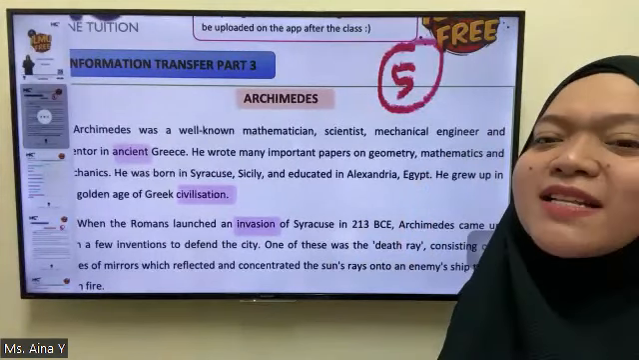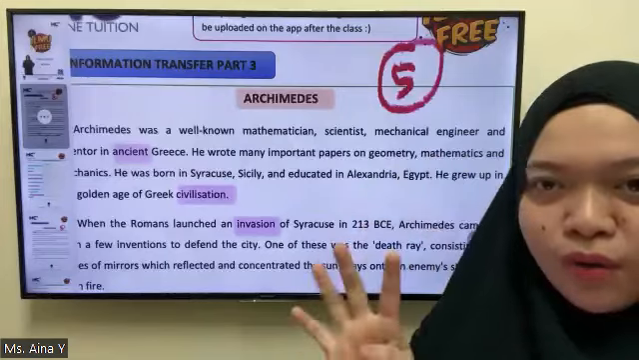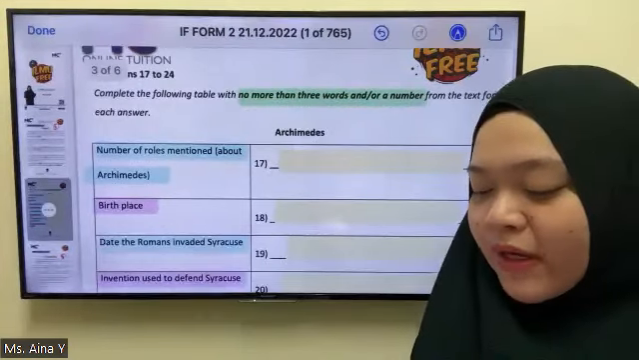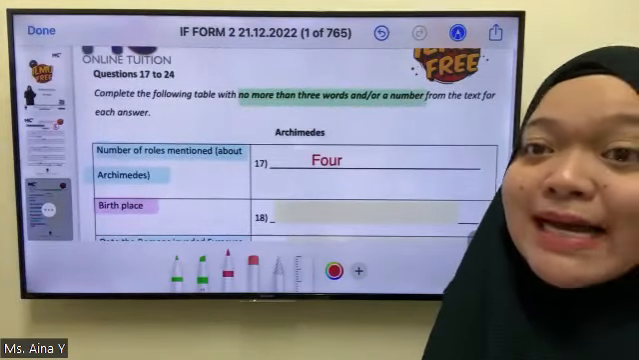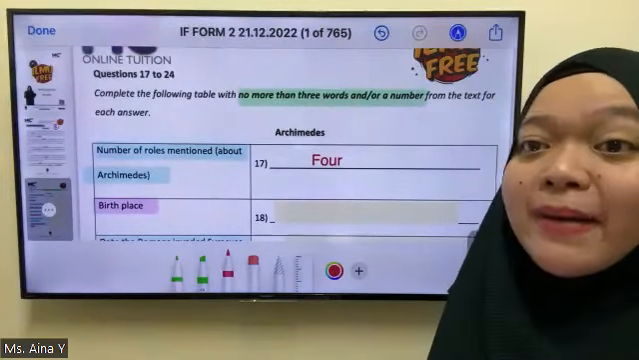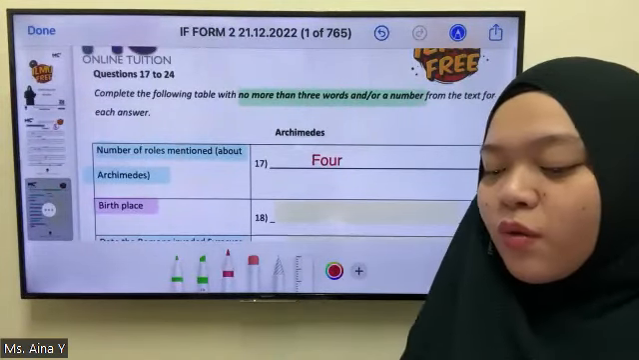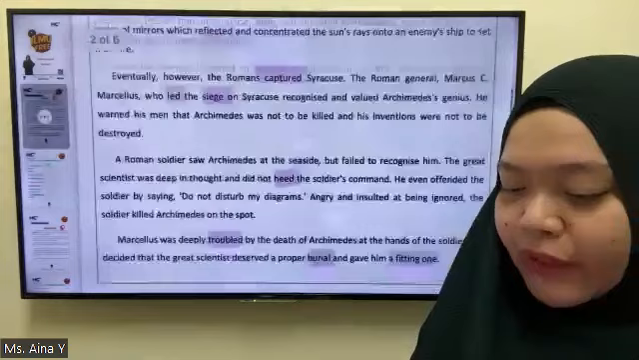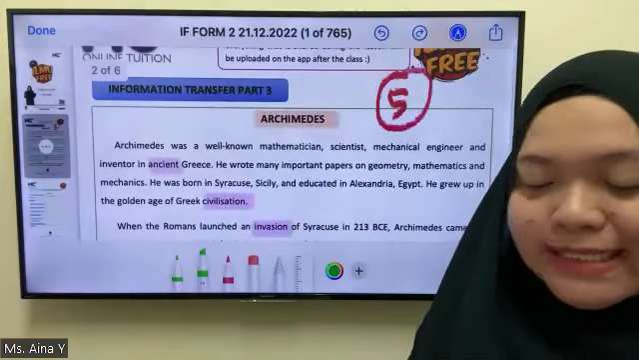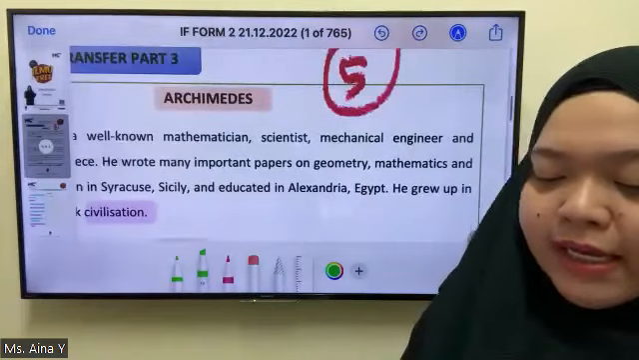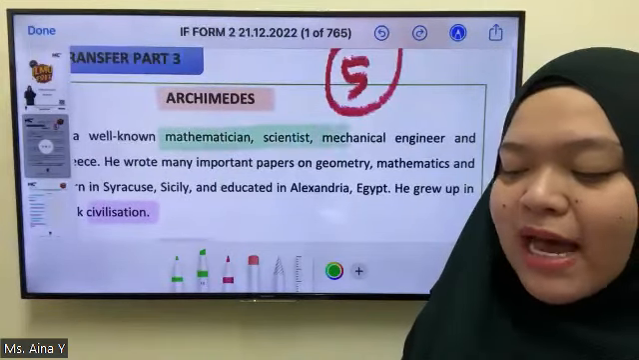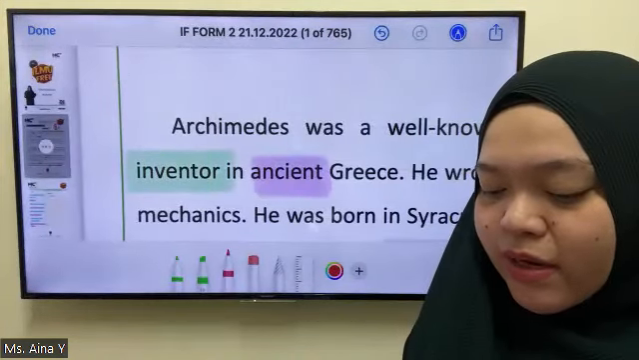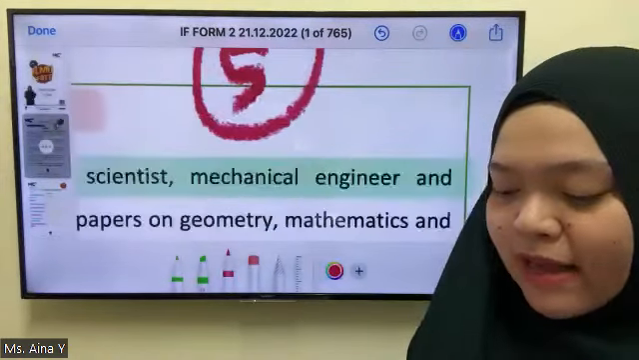Yes, exactly. The answer is there are 4 roles. Ada 4 peranan dia mainkan. So you can simply write 4 that. Tulis 4 sahaja. Okay, write it down. Eja lah, sebaiknya you eja the word four. Okay, so where's your clue? Where are your clues pula? Where's your clue? The clue is again in paragraph 1. It's this part right here. He was a mathematician, scientist, mechanical engineer, and an inventor. So this one should label with number 17.